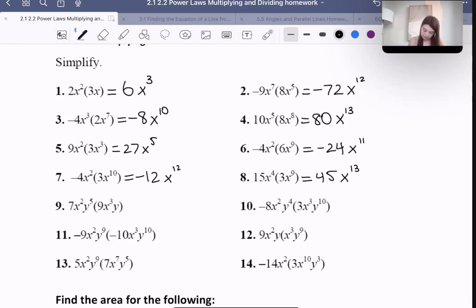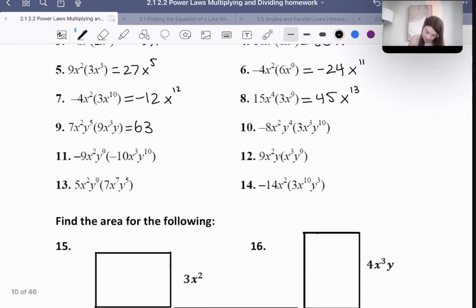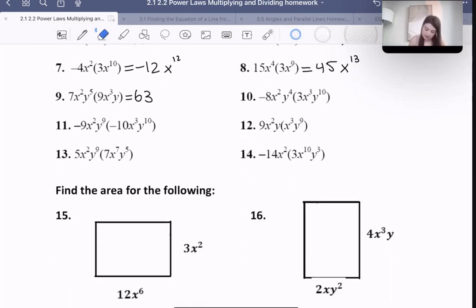Okay. Now, 9 to 14 are a little bit different. In this case, we have two different variables for each. So there's kind of a third step here. So we have to multiply 7 and 9 and get 63, first of all. And then we have to multiply x squared and x cubed, and we get x to the power of 5. Then we multiply y to the power of 5 with y, and that's going to give us y to the power of 6. So there we go. So this one, very much the same steps. It's just we also have to account for the fact that there is now another variable in the mix here.